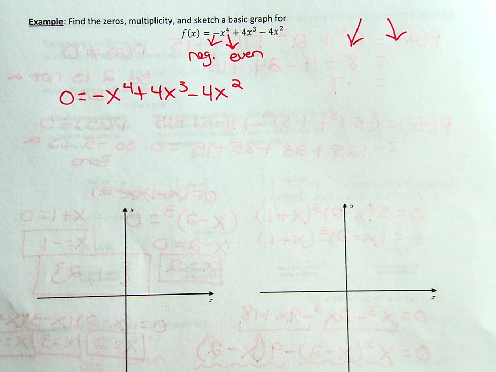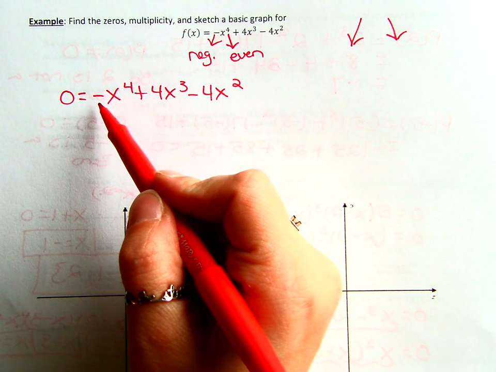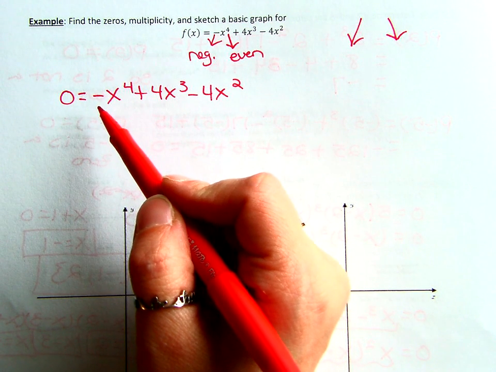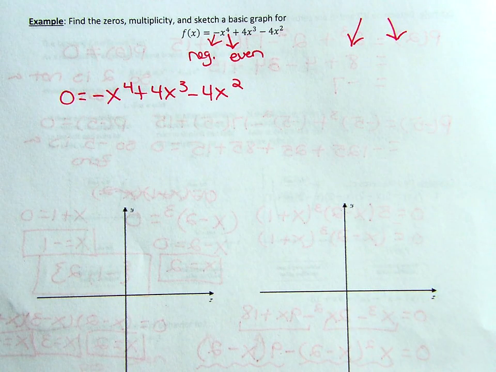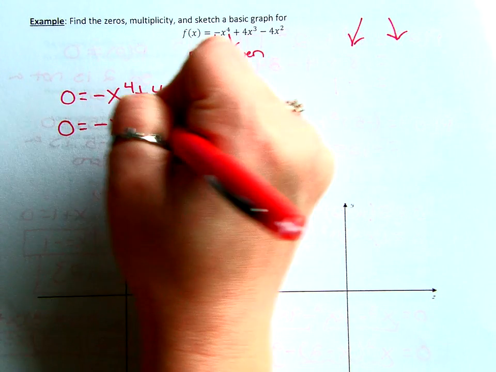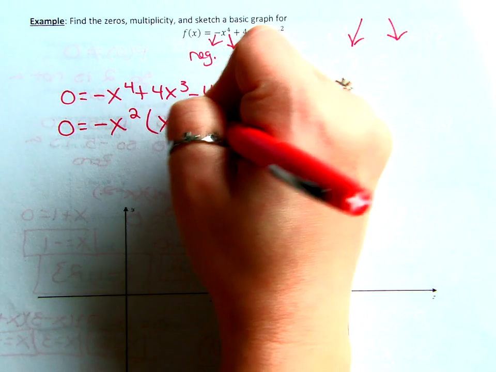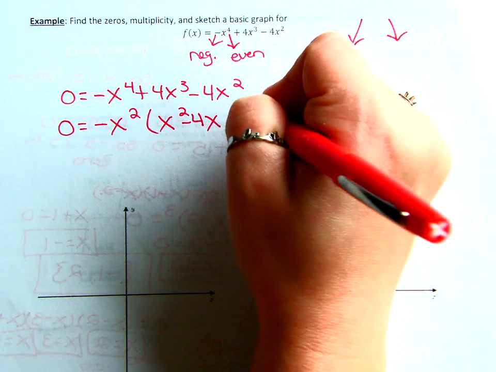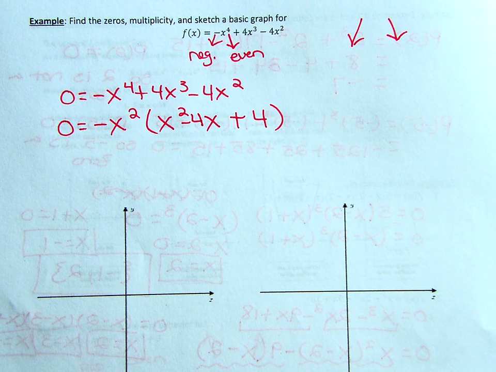Let's factor that out. And actually, look at this. There's a negative here on this first term. Let's factor out a negative x squared just so that the first term inside of our parentheses is positive. So if I factor out a negative x squared, that's going to leave me with an x squared minus 4x plus 4. Notice what's left inside of our parentheses. It's a nice little quadratic. We know how to play around with those. We've been doing that for a while now.